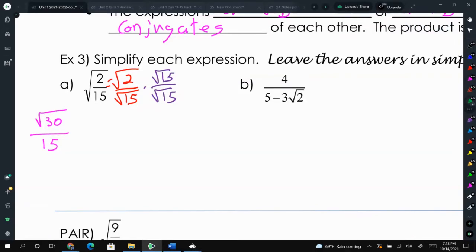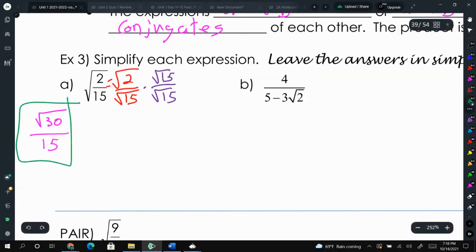Now, you may think that we are done, but the last thing you need to check is look at the numerator and say, can we simplify the square root of 30? The square root of 30 cannot be broken up or factored into two numbers where one of those numbers is a perfect square. So that means this is my final answer. Now, if the square root on the top could be broken down, you would need to do that.